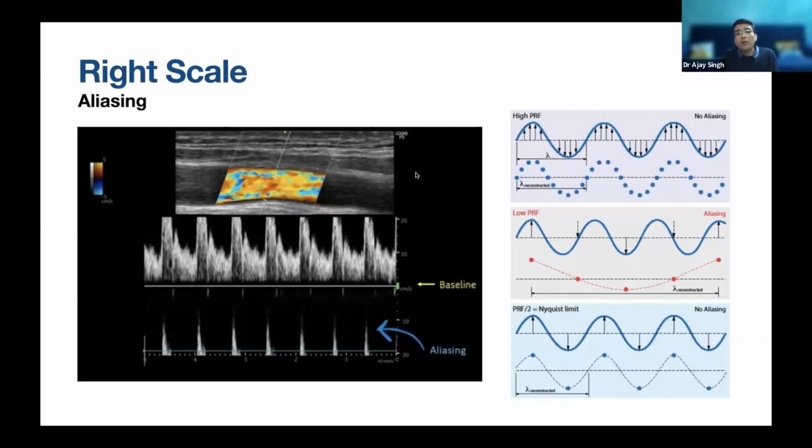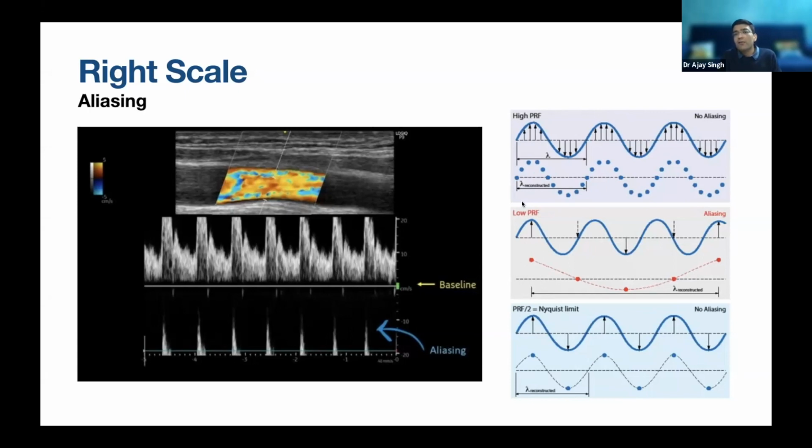The frequency with which the machine is interrogating it, this velocity is probably less and is unable to pick up the accurate changes. In most ultrasound machines, the scale is directly related to the PRF, that is pulse repetition frequency. That is the frequency with which the Doppler machine is actually interrogating this area. So if the flow is very high and Doppler is slowly interrogating this area, it will misread this velocity.